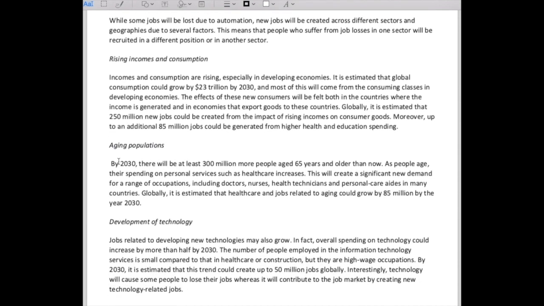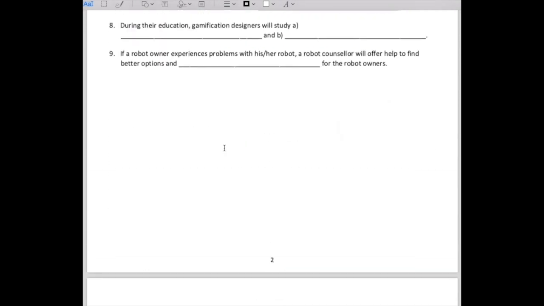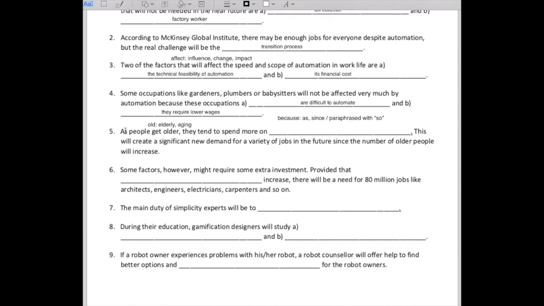Now, by 2030, there will be at least 300 million more people. Okay, let's see what they spend on. As people age, their spending on personal services, such as healthcare, increases. Now look, increases. Here we have the important word. Now, the relevant part will be personal services. So we take this part and we go back to our sentence. As people get older, they tend to spend more on personal services. Very well. Does it fit the sentence? Yes, we don't need to paraphrase.